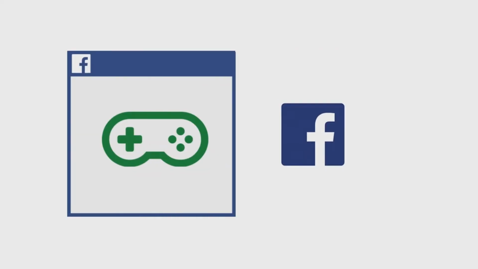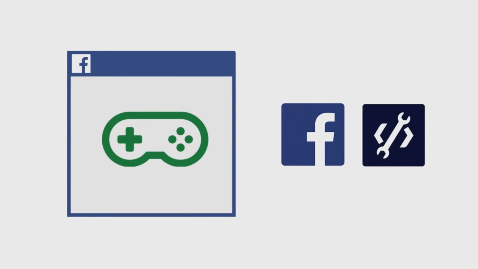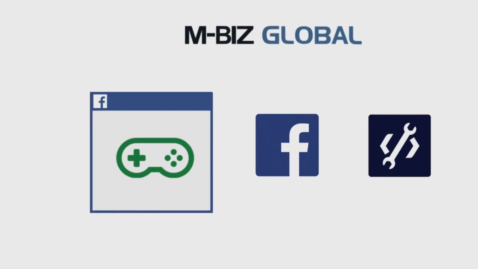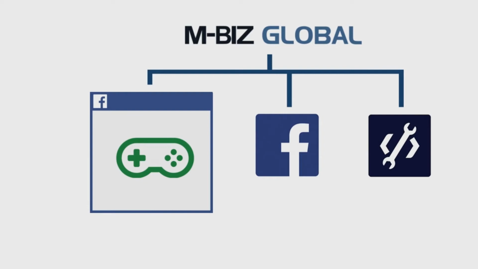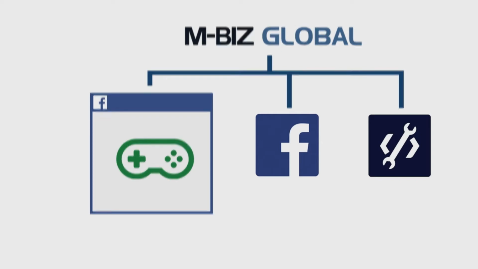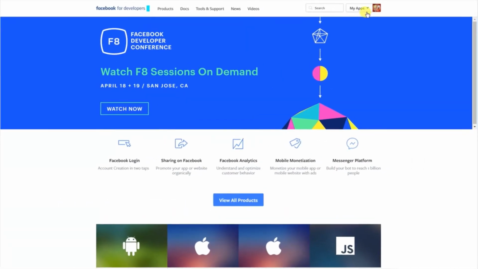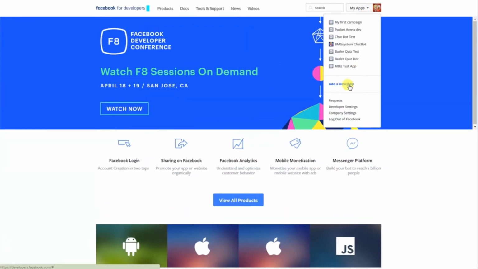First, you need to create a Facebook app and add it to the page tab menu using a Facebook developer's account. Alternatively, MBiz can create one using your Facebook developer's account. Go to https://developers.facebook.com. My apps, add a new app.